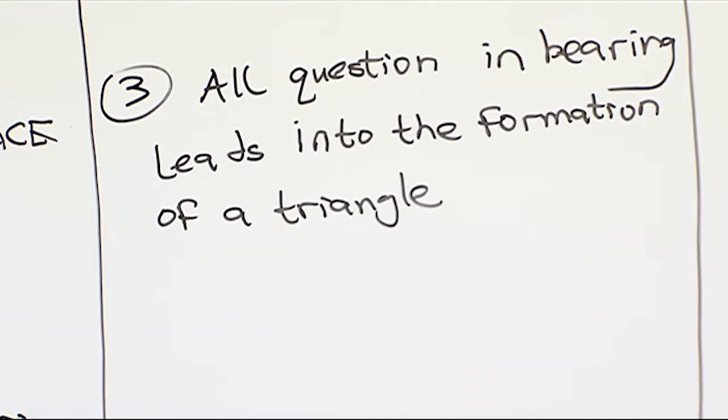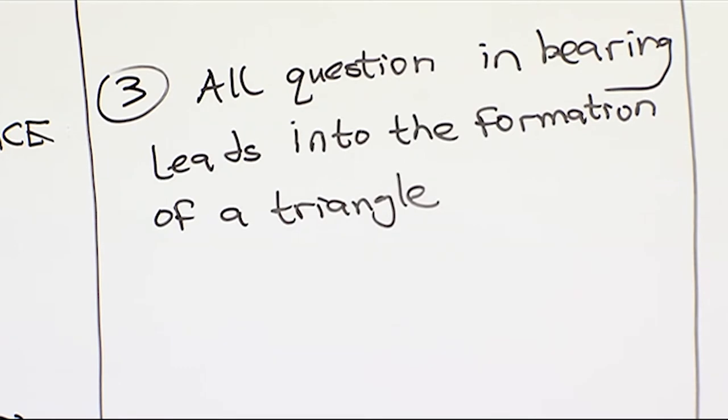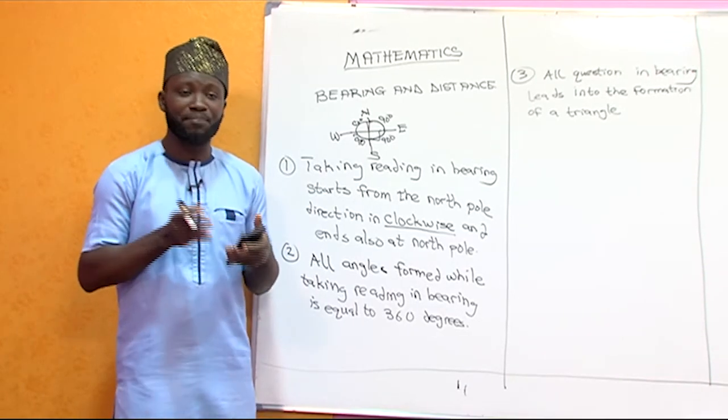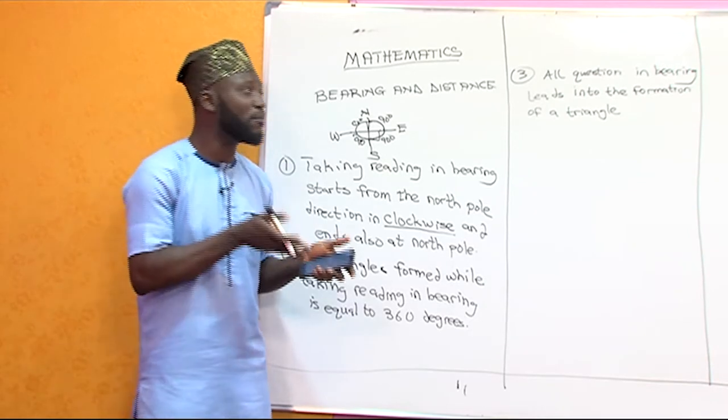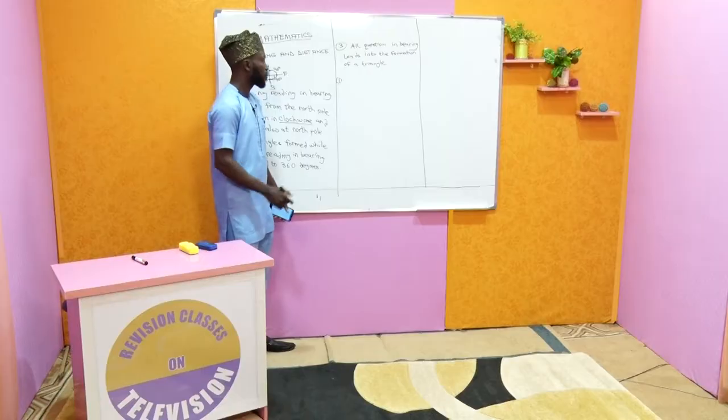Number three. When you are given a question under bearing and you are asked to illustrate it in a diagram, it means when you want to represent it in a diagram, it is going to be in a triangle form.